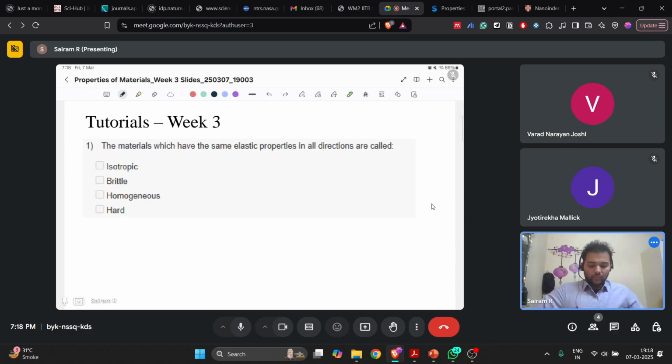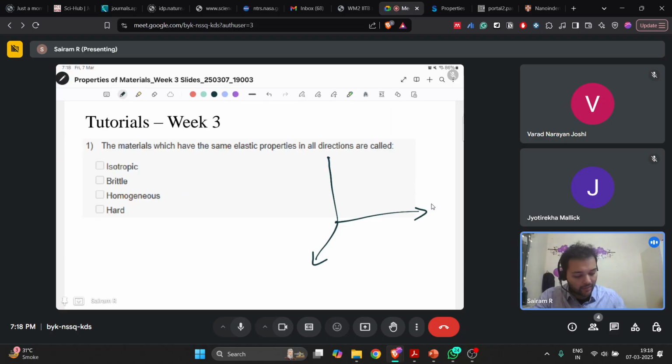The very first question for this week is: the materials which have the same elastic properties in all directions are called. As we know, if there is any difference in properties between the x, y, and z axis, or u, v, w axis, however we want to describe these axes, along any of these axes, then it is called anisotropy.